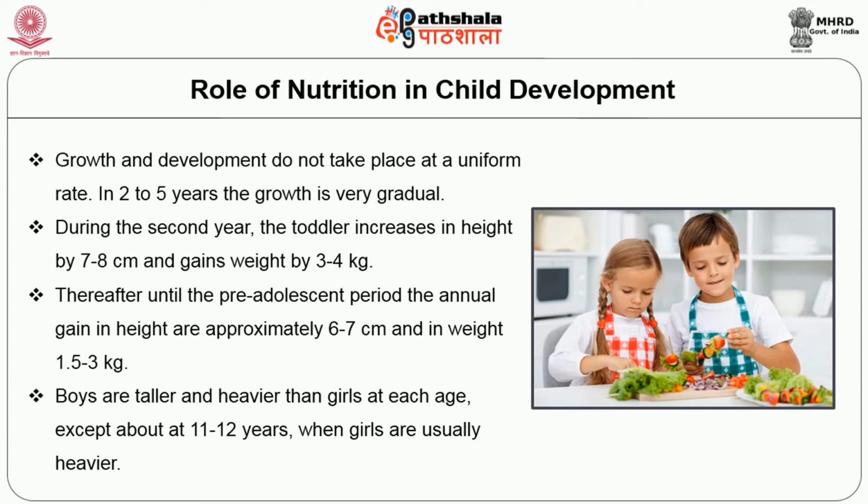During the second year, the toddler increases height by 7 to 8 centimeters and gains weight by 3 to 4 kgs. Thereafter, after 5 years, until the pre-adolescent period, the annual gain in height is approximately 6 to 7 centimeters and in weight 1.5 to 3 kgs. Boys are taller and heavier than girls at each age, except at 11 to 12 years, when girls are usually heavier in this age group.